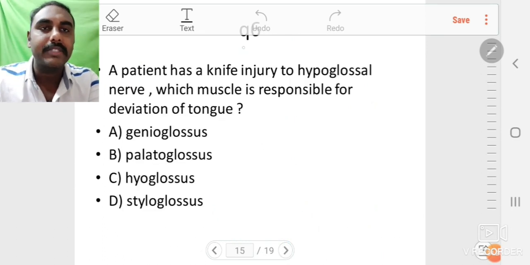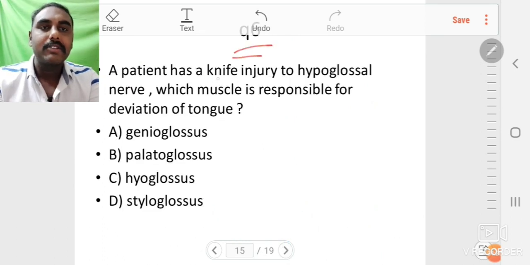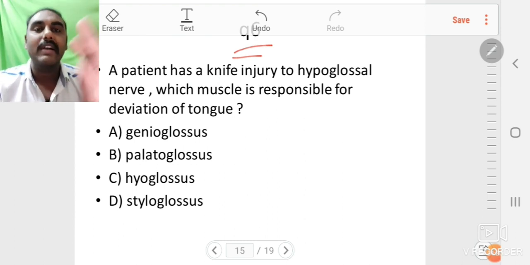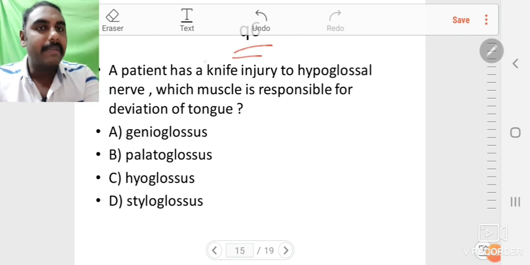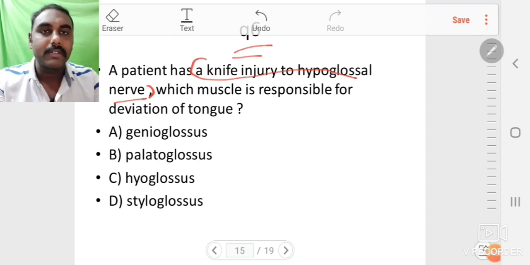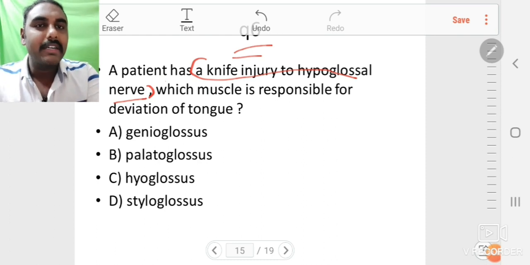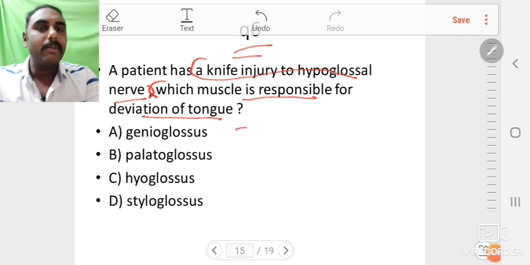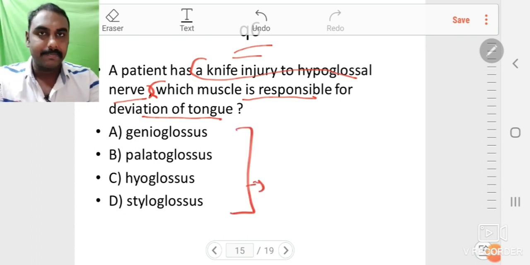So coming on to the next question, question number 6. A patient has a knife injury to the hypoglossal nerve. This was more of an anatomy oriented MCQ. The patient had an injury to the hypoglossal nerve, maybe a knife injury or stab injury, whatever. He injured the hypoglossal nerve. So the question was, which muscle is responsible for deviation of tongue? And the options they gave were the muscles of the tongue.